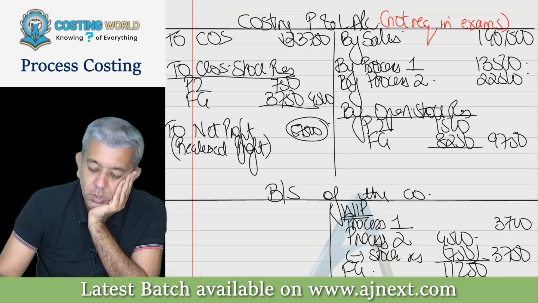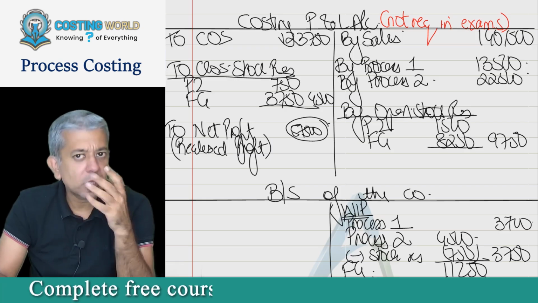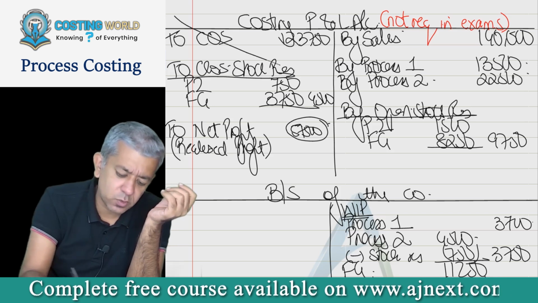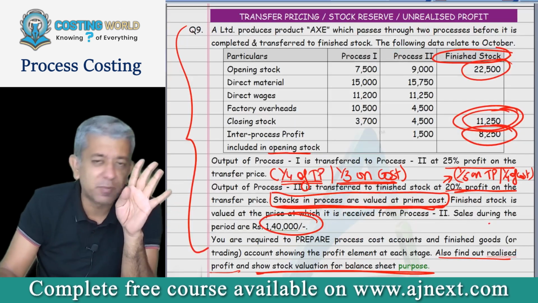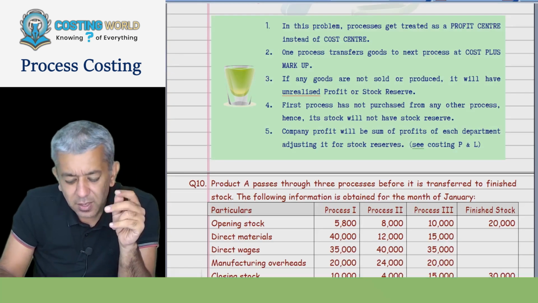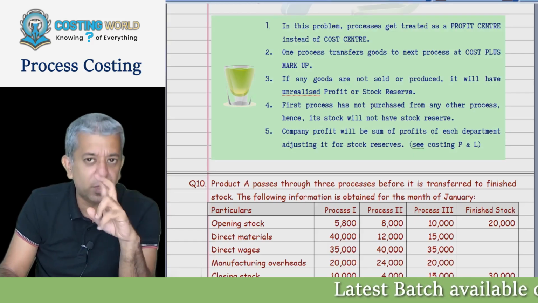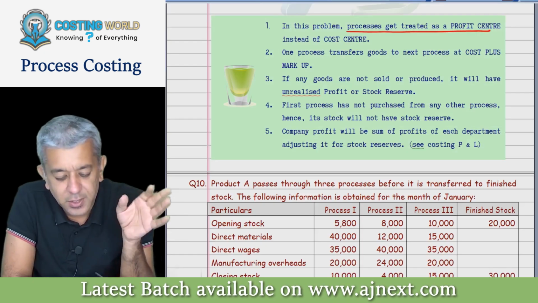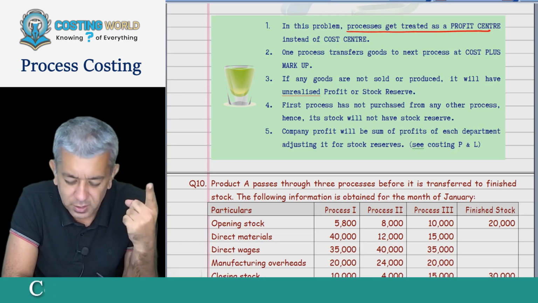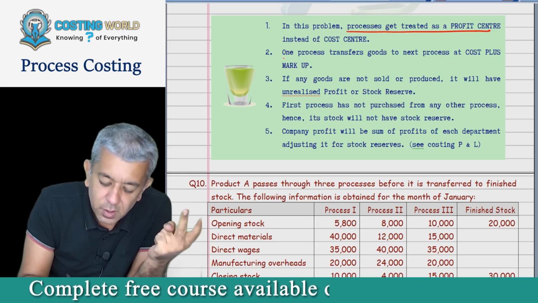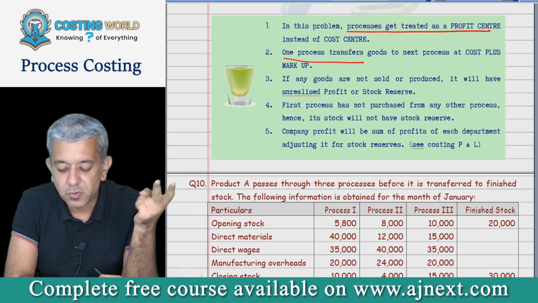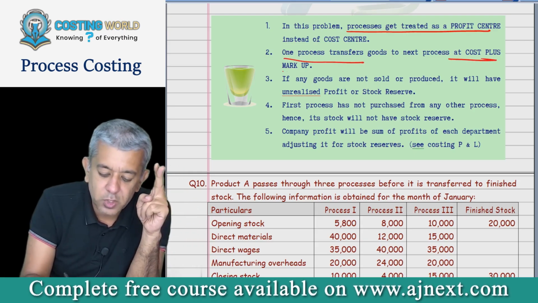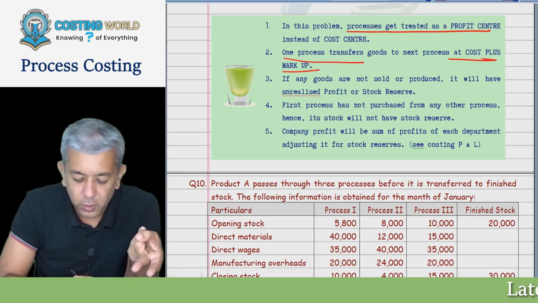Done, sir. Now listen. My job is done. Obviously, in the next question, you all are not going to be doing this, but I have only 2 questions like this. The next one is actually for homework, but you're going to be doing it. Just before that, listen. In this problem, processes get treated as a profit center instead of cost center. That I explained to you all yesterday. One process transfers the goods to the next process at cost plus markup. So that is what we all did today also.